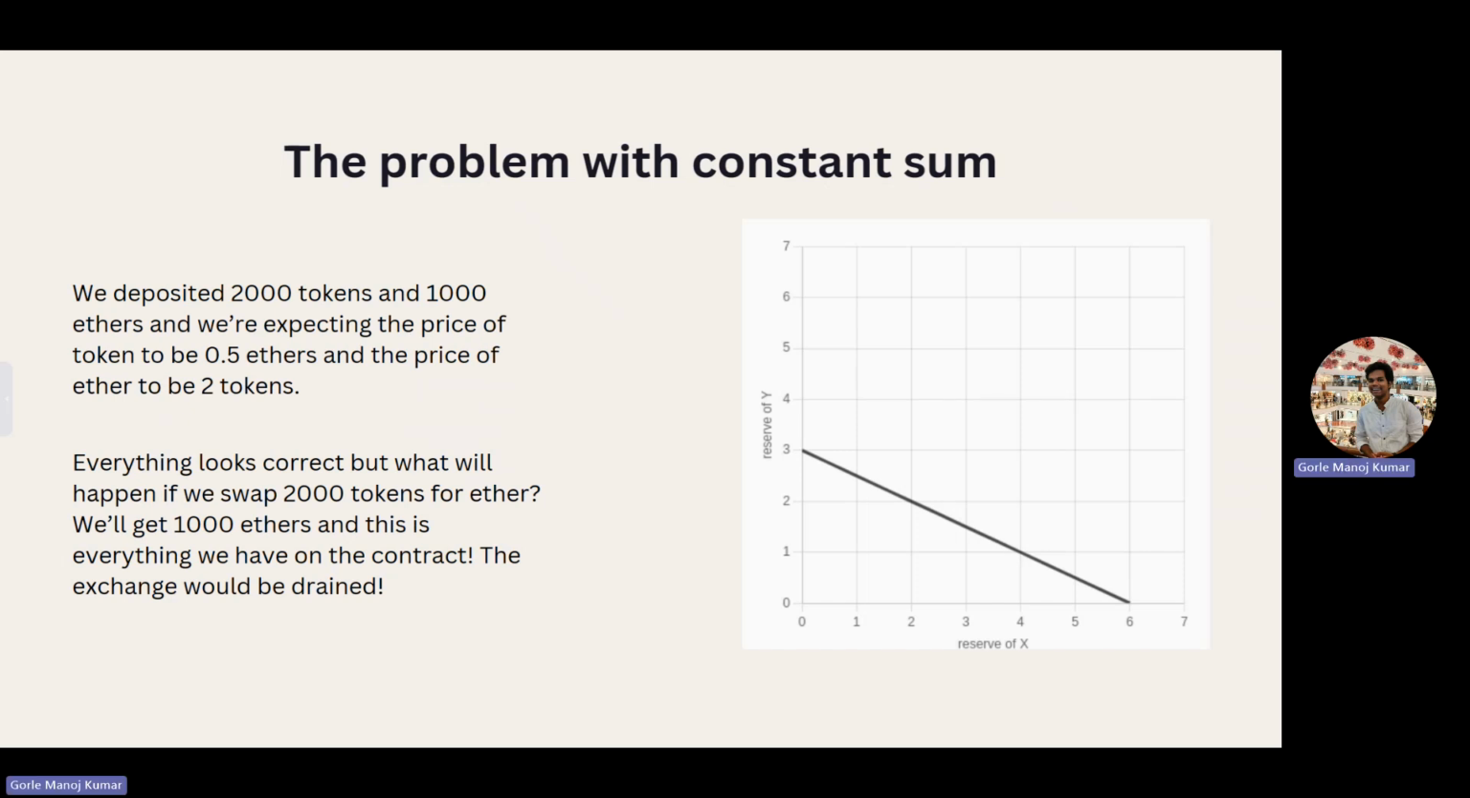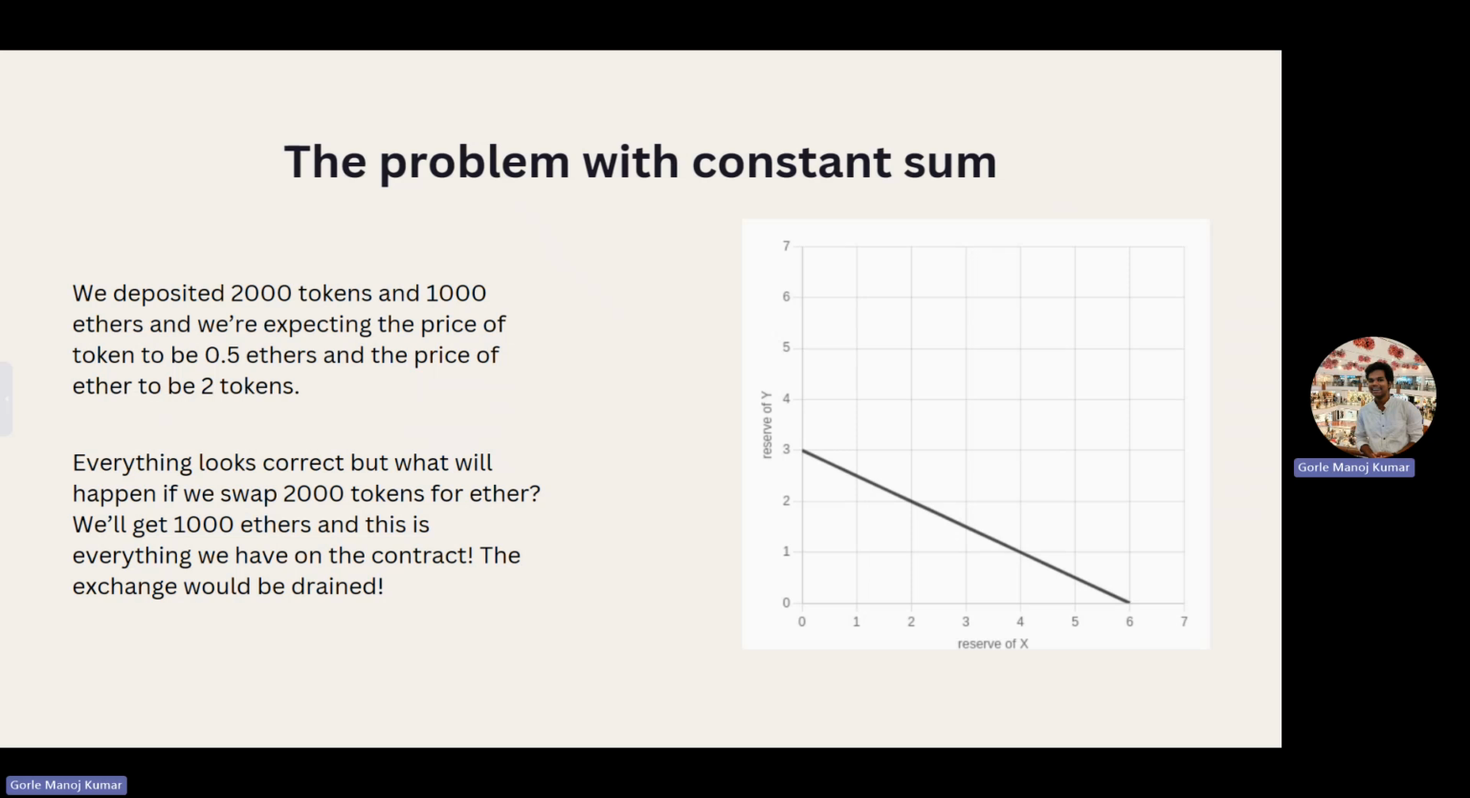Now try to understand the problem. Yeah, this is one of the first ones. So we deposited 2000 tokens. Okay, this has come out reversed here. So I just do this. Okay. 2000 tokens, 1000 each. Obviously, ETH is more valuable. So we have one ETH worth 2 tokens and one token worth 5. Okay. Simple. The problem is, what happens if somebody tries to swap 2000 tokens for it?